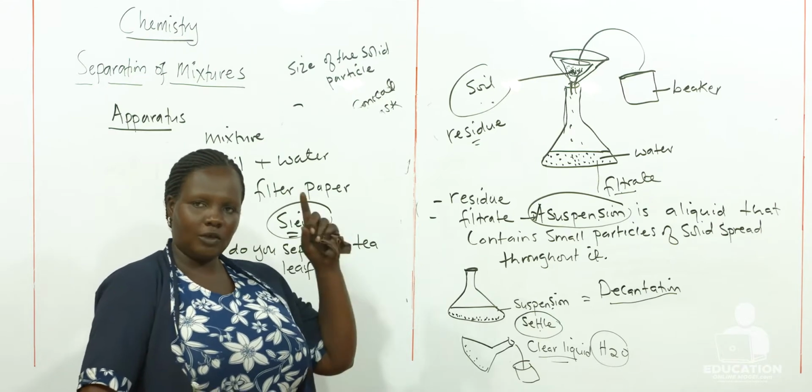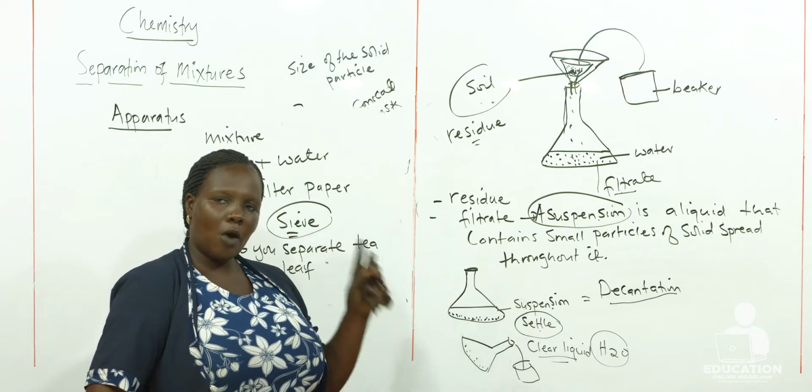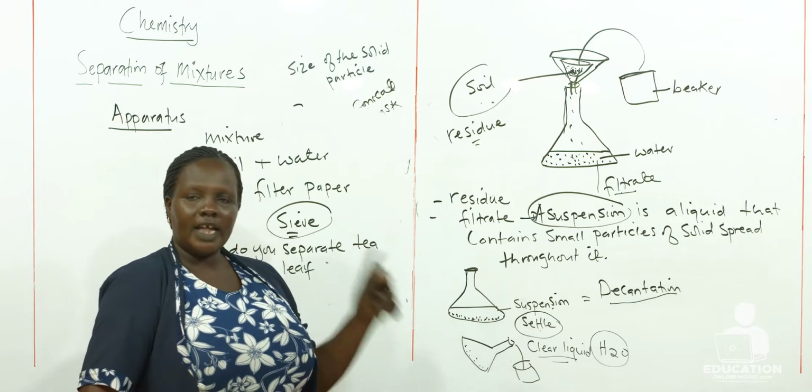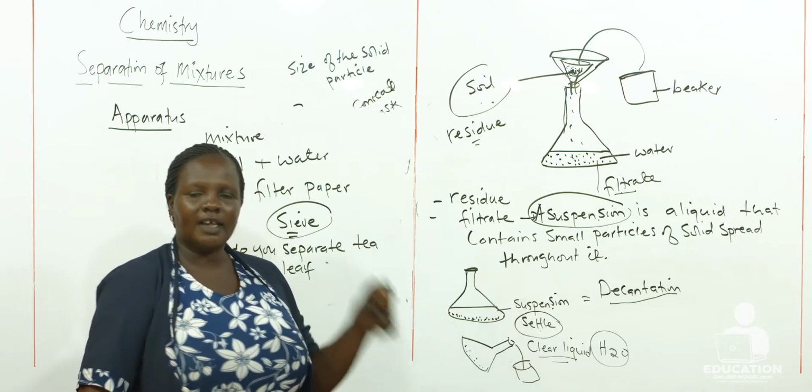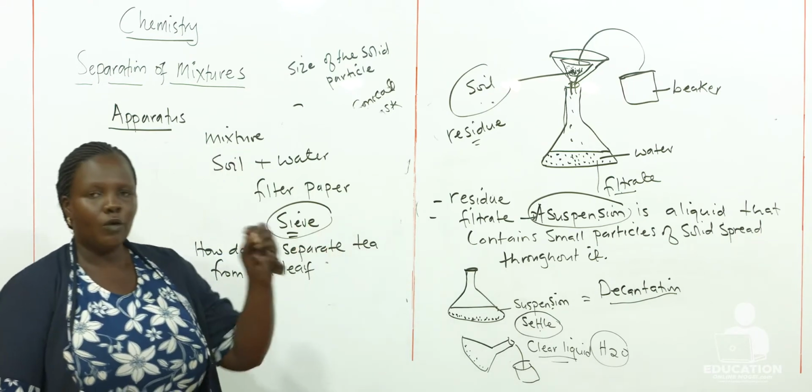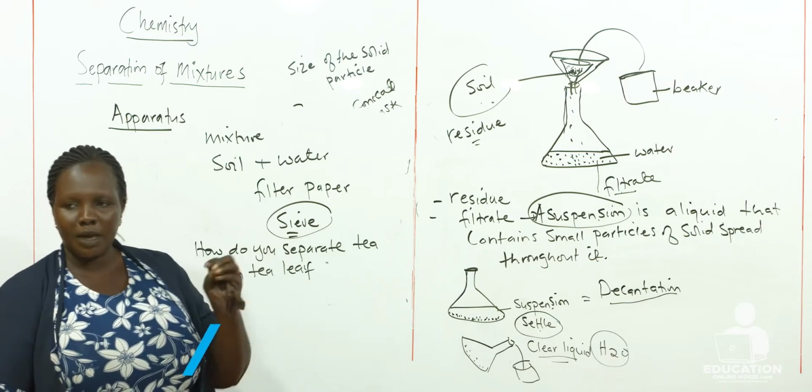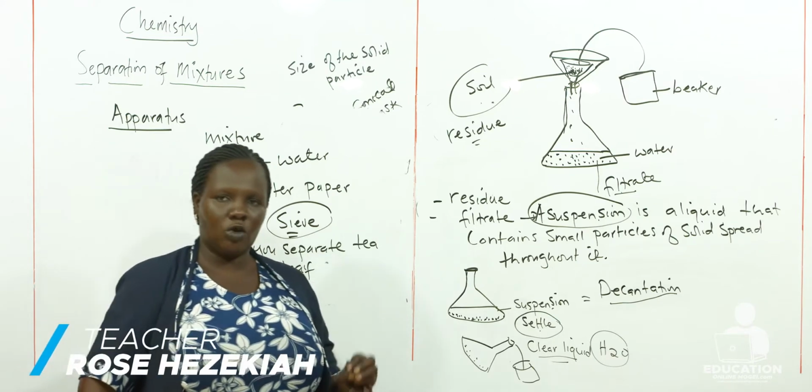So separation is based on the physical properties of the mixture. We say things like solubility, boiling point, density, and miscibility. These are the determining factors for you to determine which method you use for separation of the mixture.